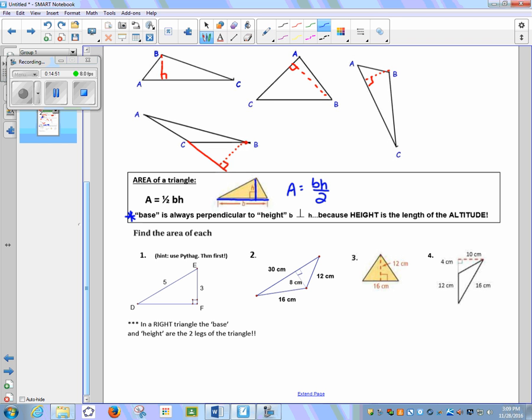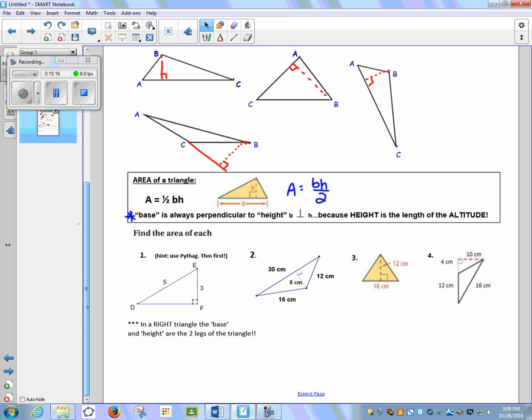So obviously there's 3 combinations for getting area. You could use this side as the base and its altitude, multiply them together, divide by 2. Or you could use this side and this altitude and multiply those together and divide by 2. So the important thing is you have to use the base and the altitude that goes with it.